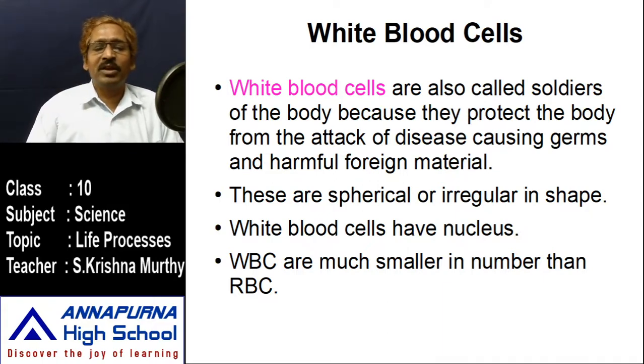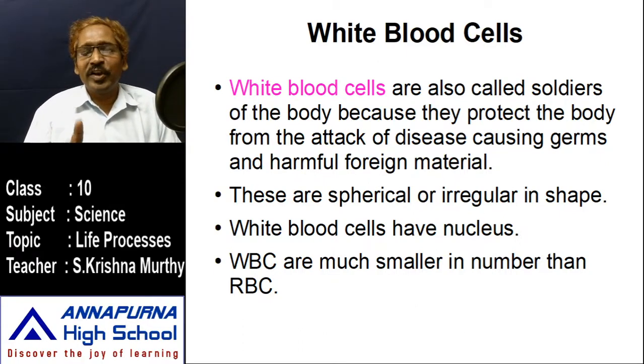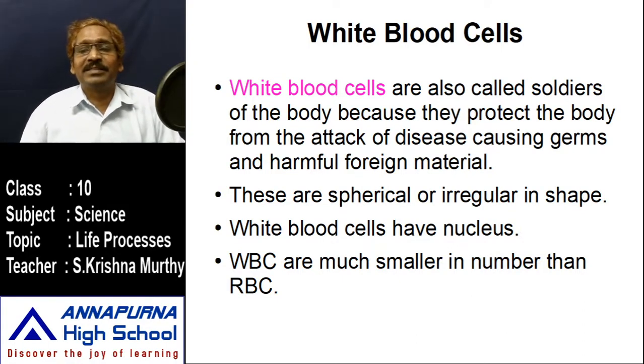Later we will discuss that. What is the state of the white blood cells? The white blood cells are irregular or spherical in shape, and their number is very low compared with red blood cells. The red blood cells occupy a very large number compared with the white blood cells.